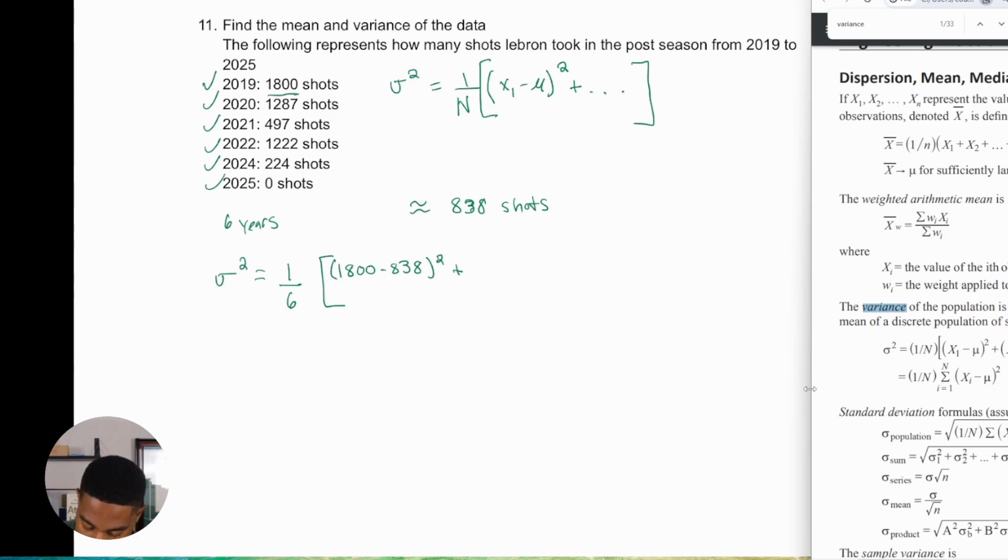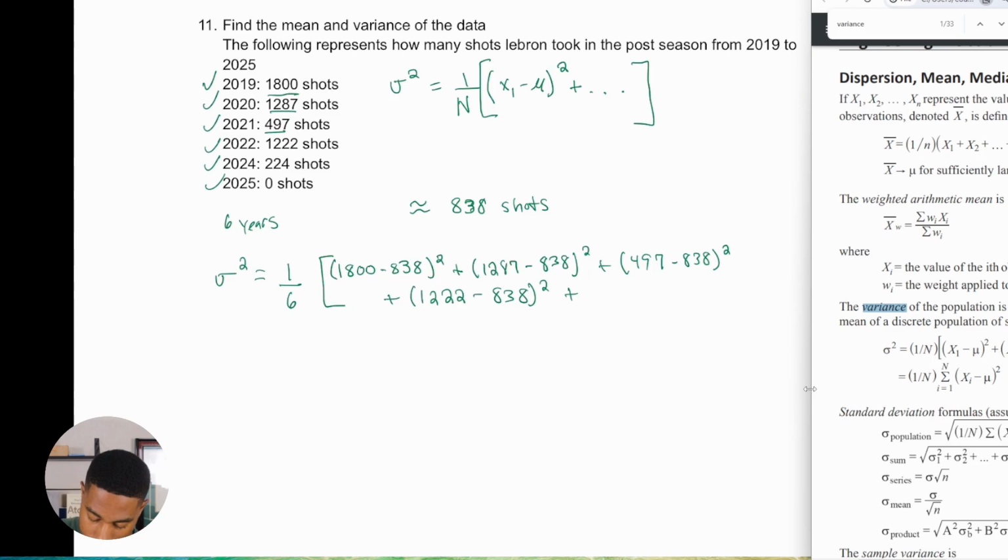And we're going to add it to the 1,287 minus 838. Square it. All right, we've done that one. Now we're going to add our 497 minus 838. Square that. All right. I'm going to continue this in parentheses. Plus, we've done that one. Our 1,222 minus 838. And we'll get that squared.